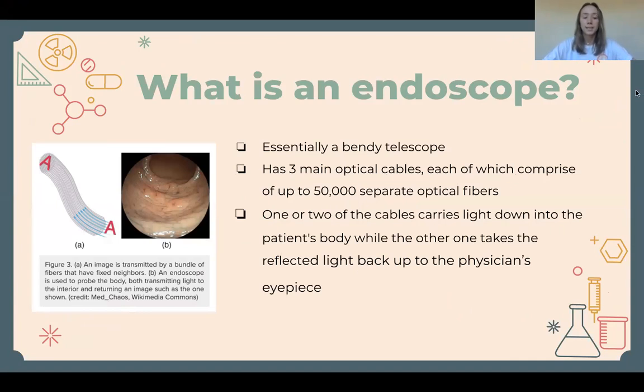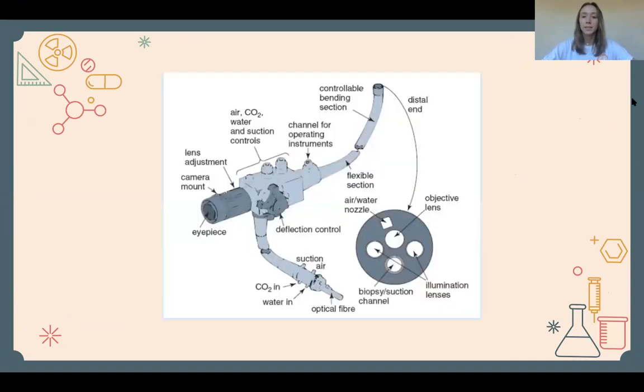And on this next slide, we will see the distal end, which has the flexible tube, which is usually made of glass or plastic. And then on the proximal end, you have the eyepiece or the camera mount.